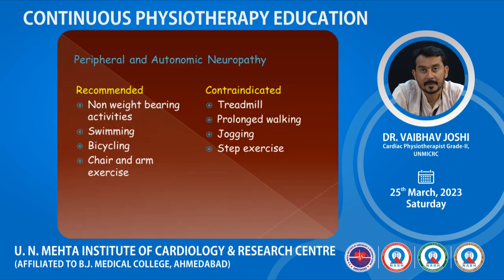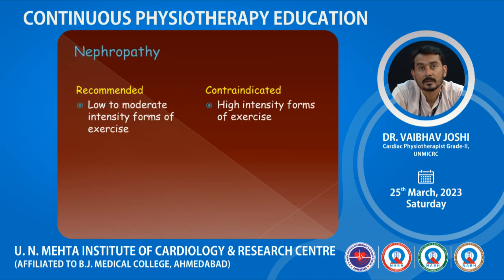There are also some recommendations and contraindications for special cases like peripheral and autonomic neuropathy. Recommendations for peripheral and autonomic neuropathy are non weight bearing activities like swimming, cycling, chair and arm exercises, and contraindications are treadmill, prolonged walking, jogging and step exercise. In the same way, nephropathy has recommendations and contraindications. Low to moderate intensity forms of exercise are advisable and high intensity forms of exercise are contraindicated.